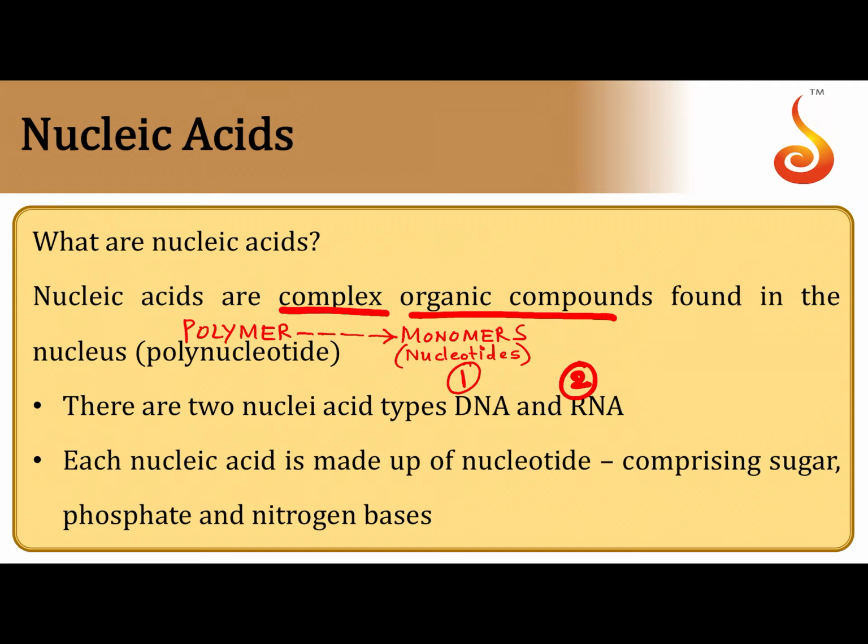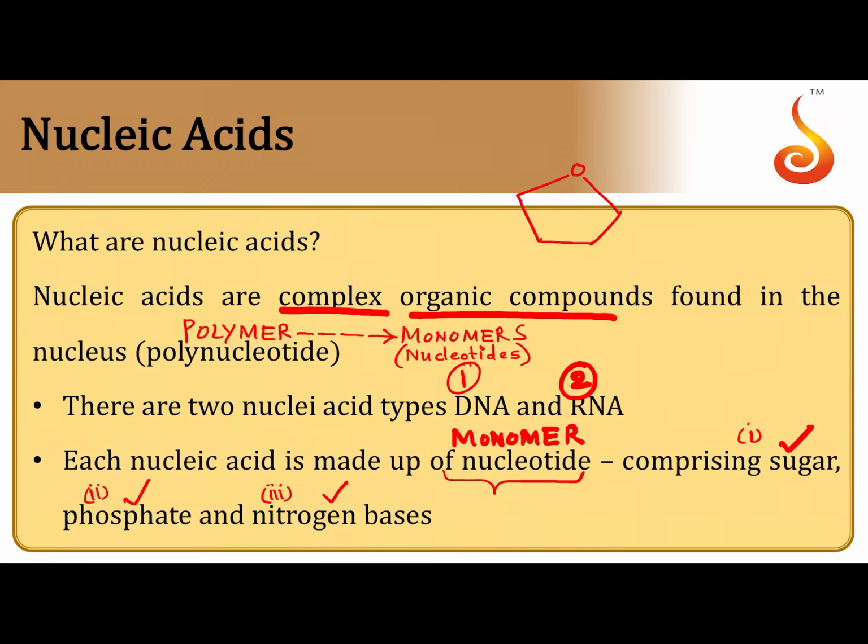I just told you that each nucleic acid is made up of a monomer unit. The monomer unit of a nucleic acid is referred to as a nucleotide, and a nucleotide is composed of sugar, phosphate, and nitrogen base. So there are three major constituents of a nucleotide: a sugar, a phosphate, and a nitrogen base. If you consider a nucleotide, it will have a pentose sugar.